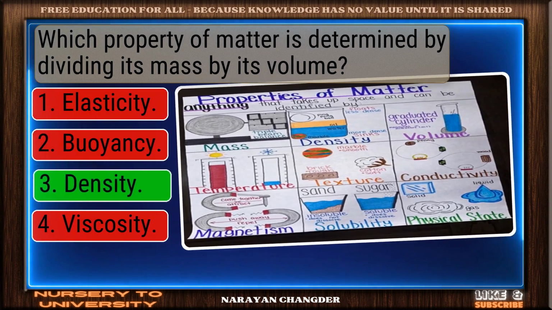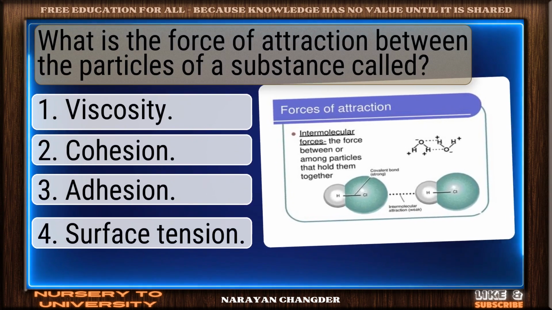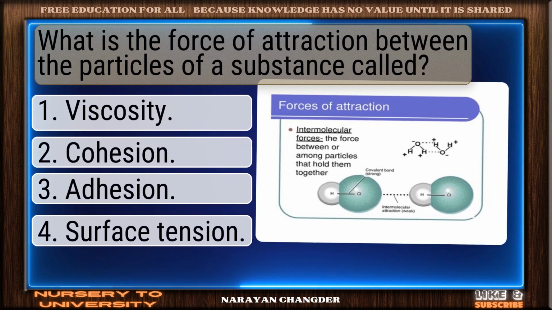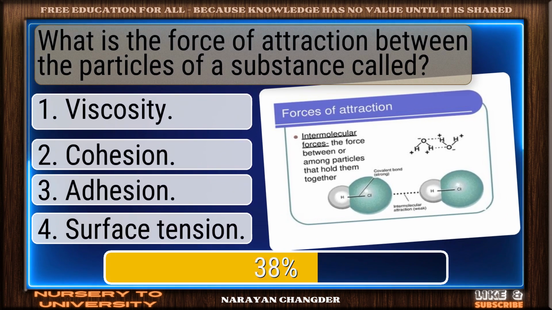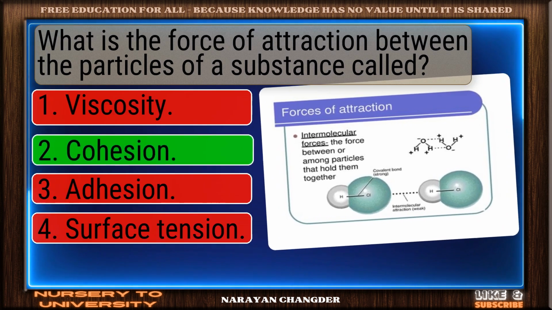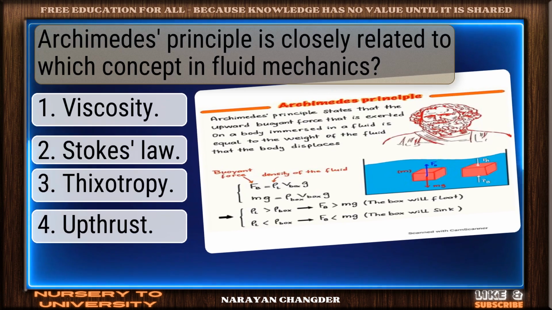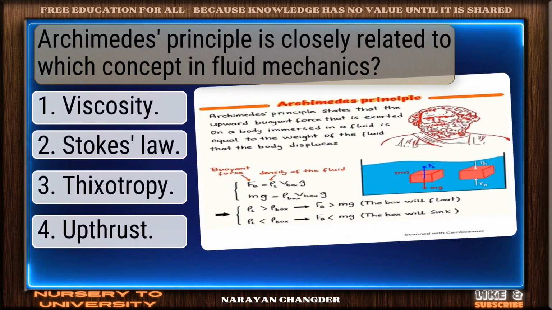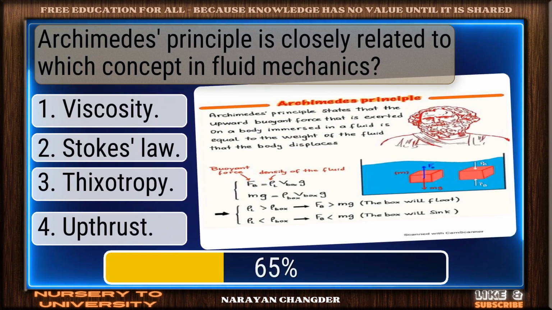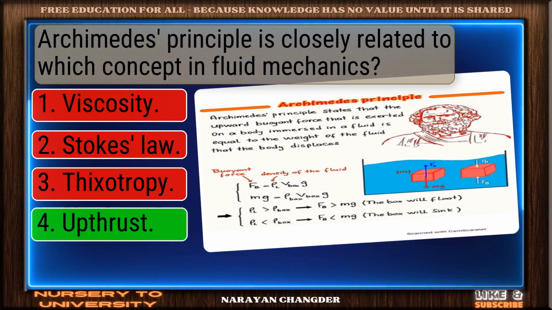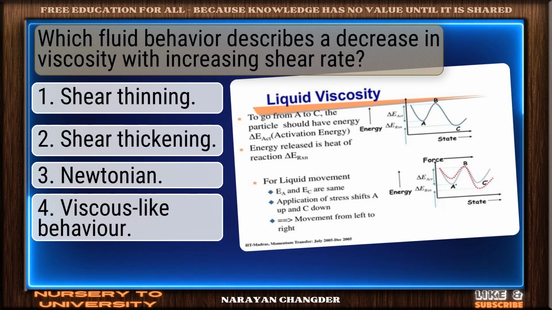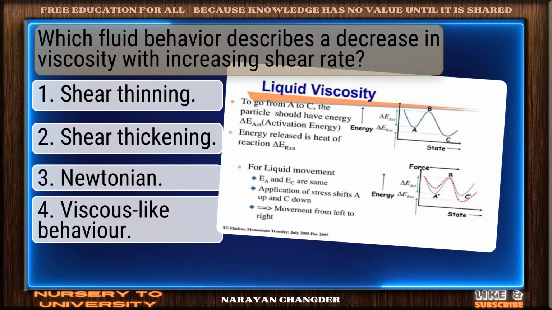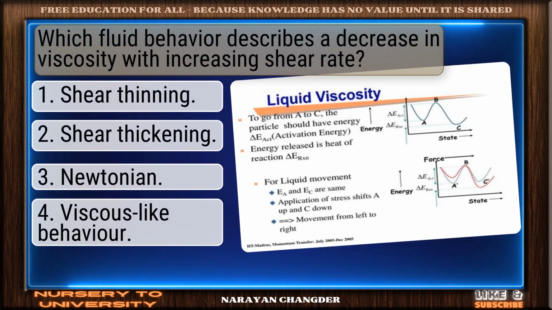Valid point. Density. What is the force of attraction between the particles of a substance called? Well done. Cohesion. Archimedes' principle is closely related to which concept in fluid mechanics? Well articulated. Upthrust. Which fluid behavior describes a decrease in viscosity with increasing shear rate?